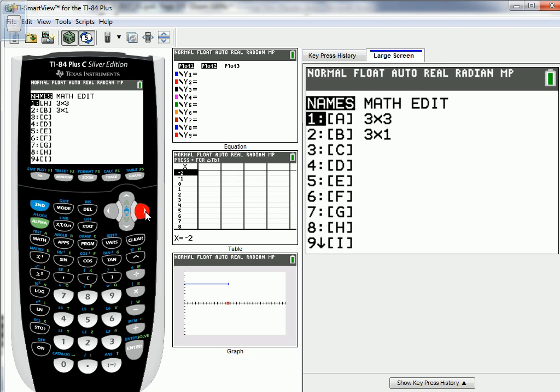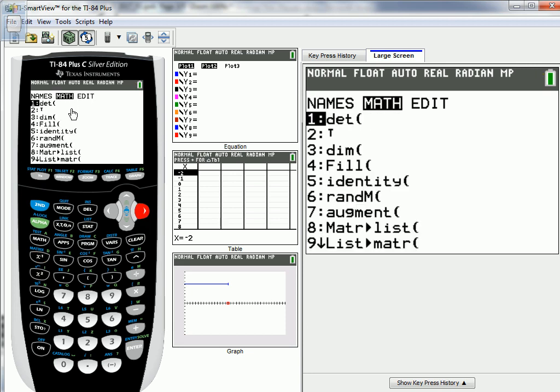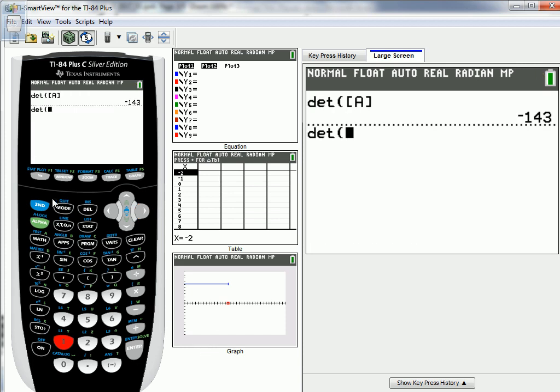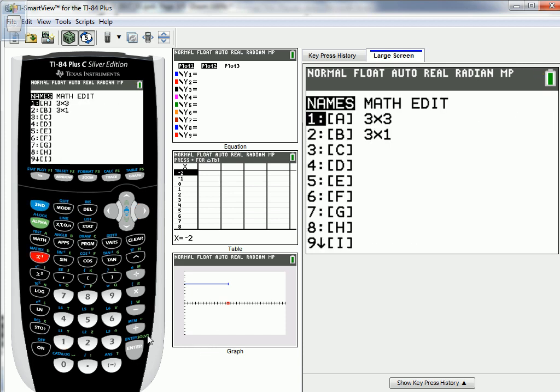When you arrow over to edit, you pass math. And look at all of our choices here. An augmented matrix, we could transpose a matrix. So, we're finding the determinant, so let's hit 1 for determinant, and then choose A.